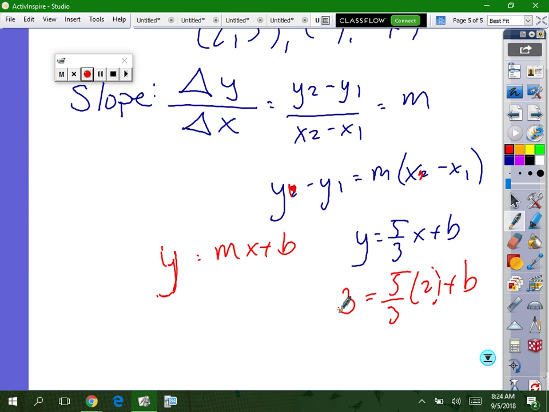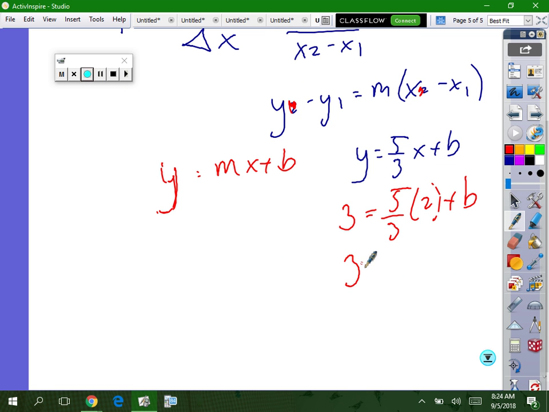You see how you can work either way. I don't care how you do it. Many different people, many different ways. Okay? So this is 3 equals 10 thirds plus b, which 3 is the same thing as 9 thirds, correct? How do I solve for b? Subtract it. b is negative a third.